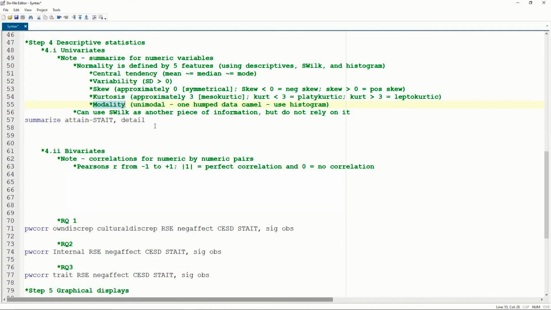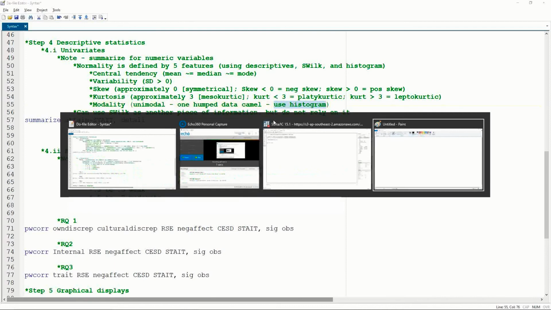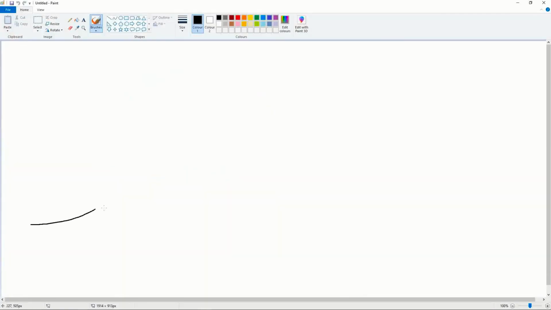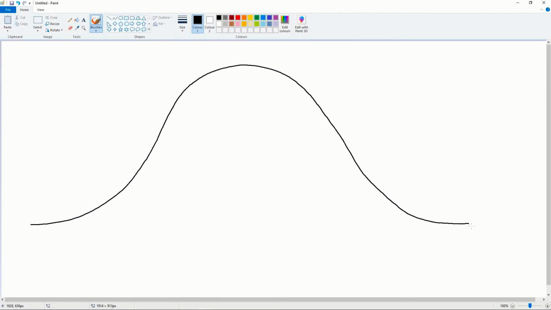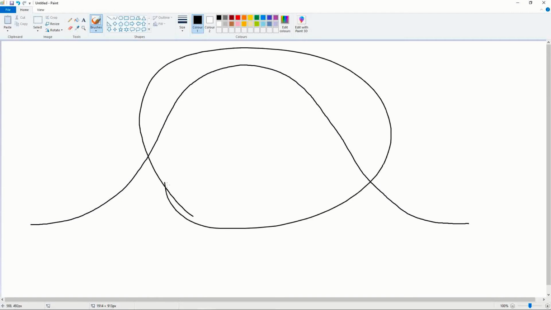Modality is the final assumption of normality. You can only assess modality using a histogram. So you can't assess it with statistics. We don't have anything that fancy just yet. And modality is all about how many humps does your data camel have. So when I say data camel, if I draw up a normal distribution, this distribution has a single hump. So this is a one hump data camel.